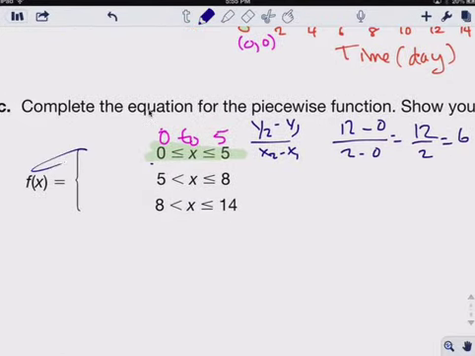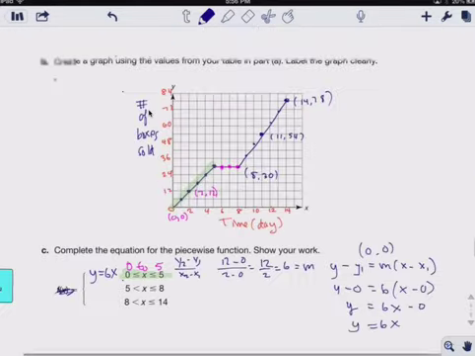Just ignore this if you don't want to. This is saying f of x, or y equals, okay, 6x for this one. This confuses me. So we just say y equals 6x for this one. It probably confuses you now, and now we need to find the equation from 5 to 8.